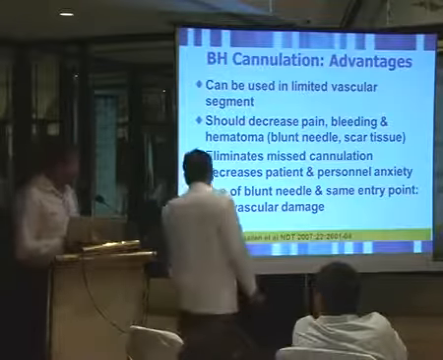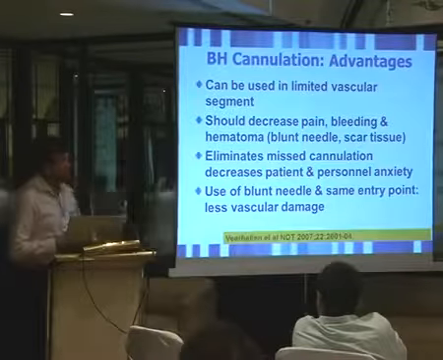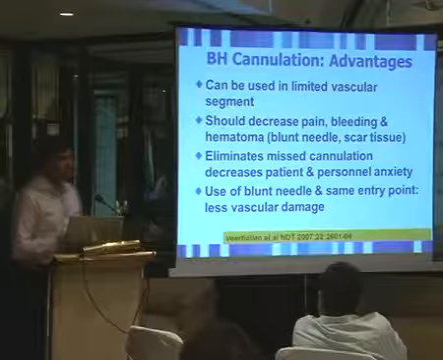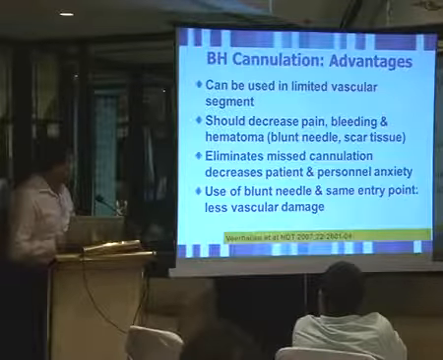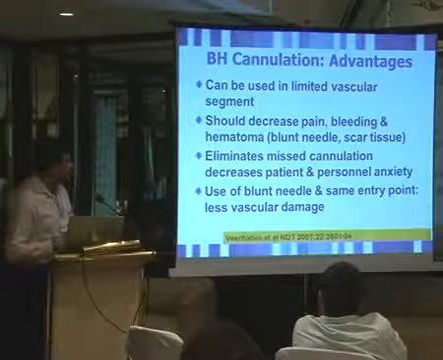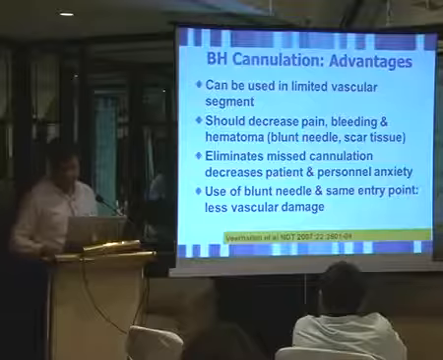Because you have a good tract formation, it basically eliminates miscannulations, and therefore it can significantly decrease the patient as well as the technician anxiety. And as I already highlighted, by use of blunt needle at the same entry point, it can lead on to less vascular damage.